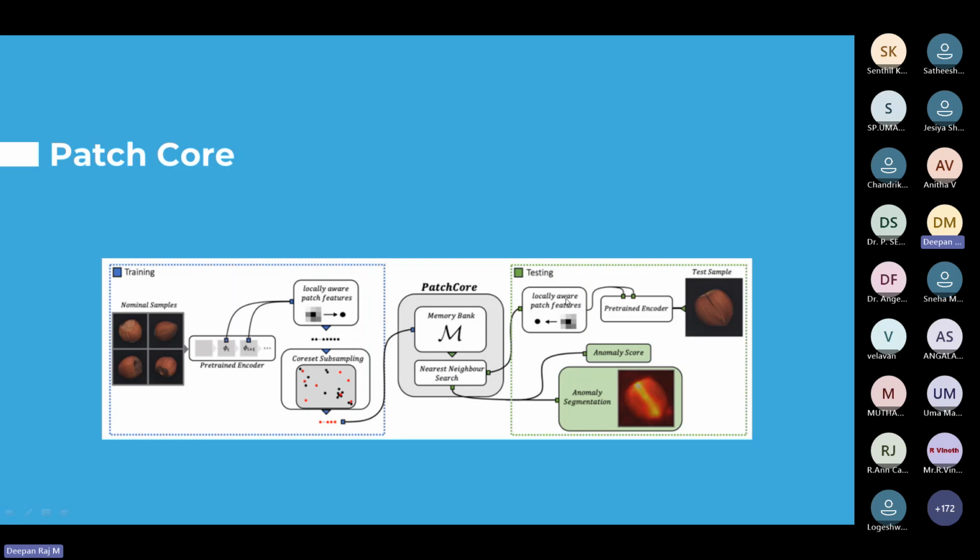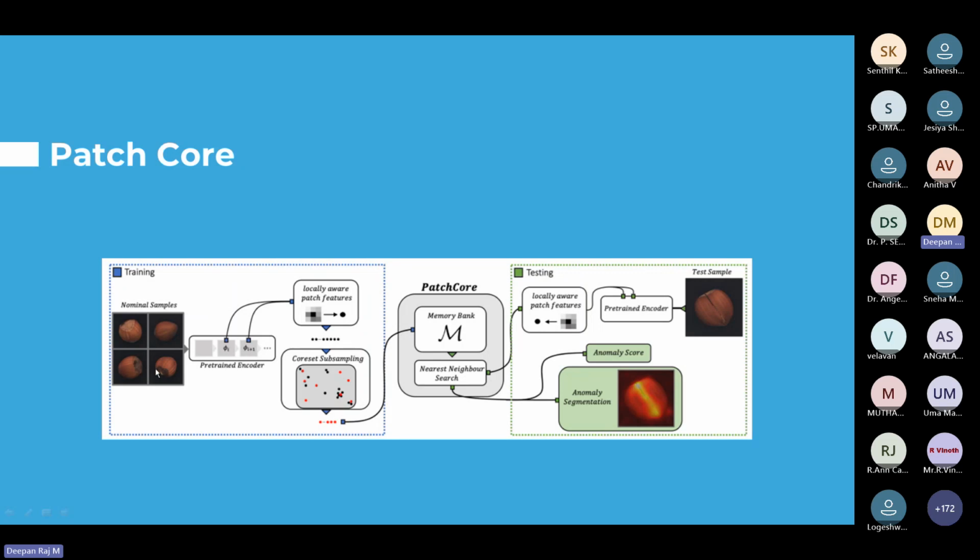Okay, and you look for anomaly samples. If a sample is not nearby, if it's not very close to the stored features, you tag it as an anomaly, and for the subsamples that are not close, you tag those regions to find the segmentation map very easily. Okay, this is using the PatchCore mechanism.